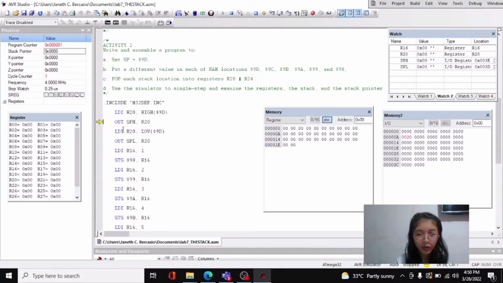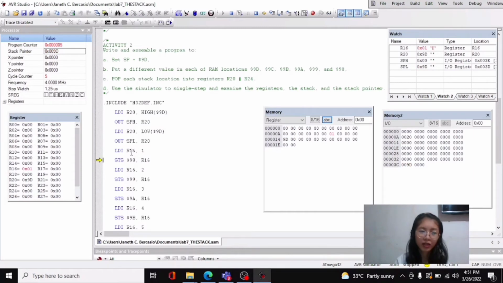Loading immediately R20 being 90 on the high. There seemed to be no effect since our R20 remained at 0. Then copying it to SPH, there's still no reaction, so our stack pointer is still 0. Now, loading immediately, or setting, 90 at low SP, we have R20 equivalent to 90. And then copying R20 to our SPL, we're able to set the 90 to our stack pointer. So this means that our 90 is a low byte since it did not load in the high byte. Let's proceed to the next line.